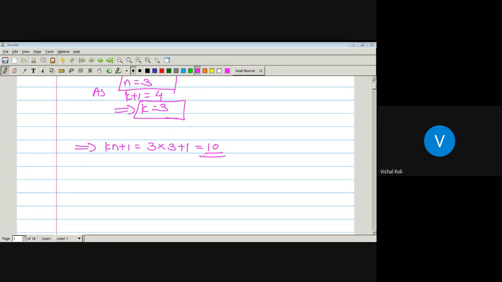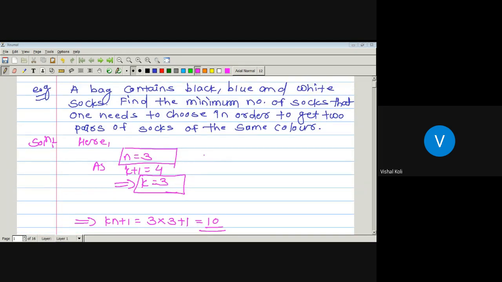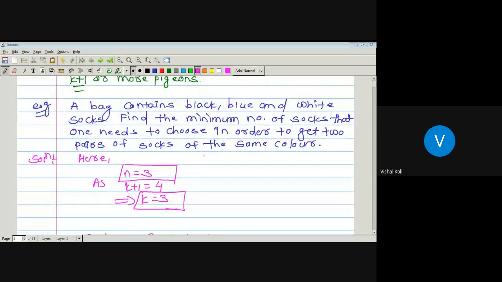Okay, this is by the generalized pigeonhole principle. If we can't apply the generalized pigeonhole principle, then also we will handle it here, as there are three colors of socks. Okay, so first three socks are of the same color. But here we will require four socks of the same color, then how many socks will we require? Then there are 10 socks.